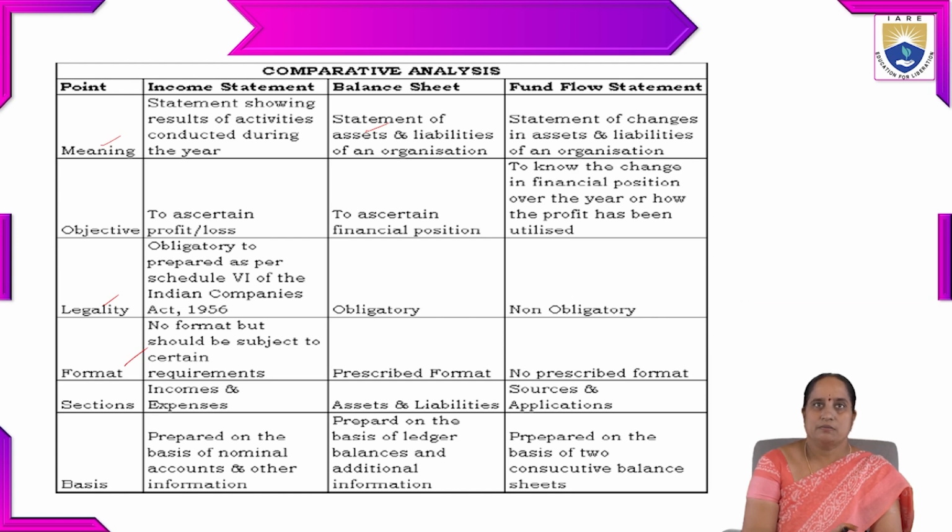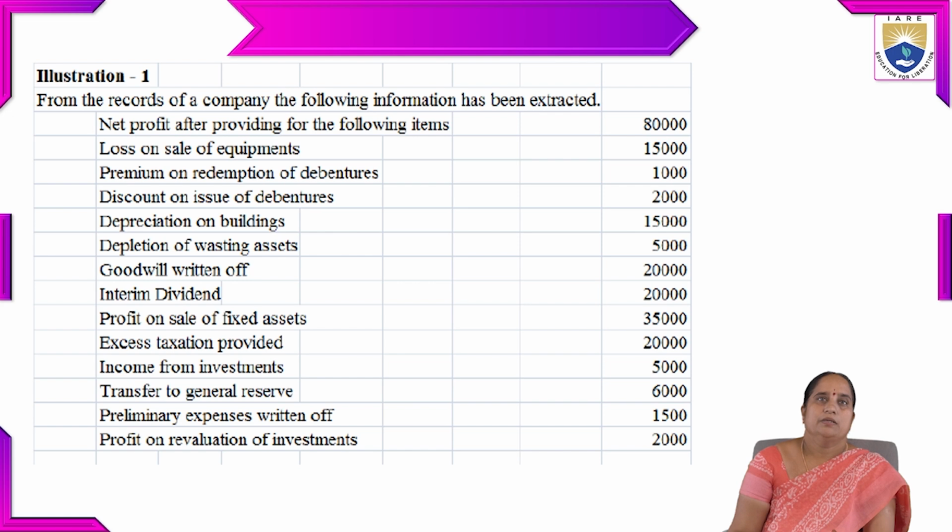And coming to the basis, the income statement is prepared on the basis of nominal accounts and other information. Even the balance sheet is prepared on the basis of ledger balances and with some additional information that is provided by the company. And the funds flow statement is prepared on the basis of two consecutive balance sheets. Let us take some problems.